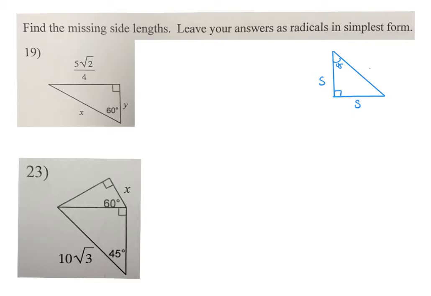The hypotenuse is the side length times the square root of 2. So if I have a side, multiply by the square root of 2. If I have a hypotenuse, divide by the square root of 2. That's what you do for 45, all right?